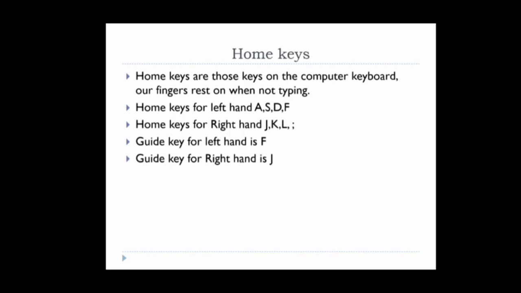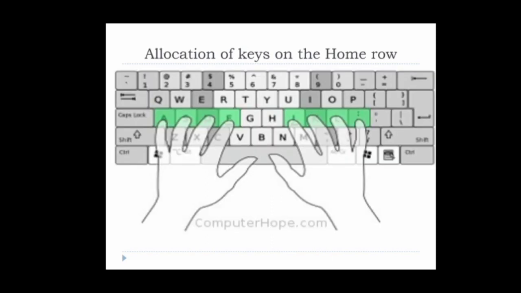There is one more thing available on the keyboard, that is your guide keys. There are two guide keys available on the keyboard for the alphabet content. F is the guide key for your left hand and J is the guide key for your right hand, which is used to place your hands in a proper way or at a proper place in the home row.